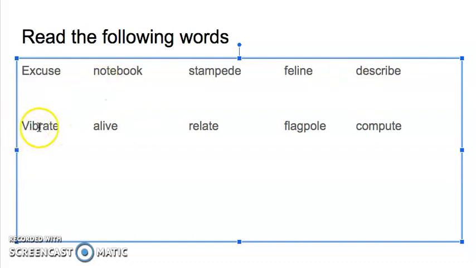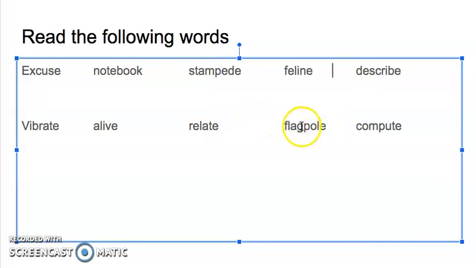Vibrate. Consonant, vowel, consonant, E. This E will make our A say its name. Alive. Again, consonant, vowel, consonant, E. E makes the I say its name. Relate. Now this E says its name because it's an open syllable, but this A says its name because of the E at the end.